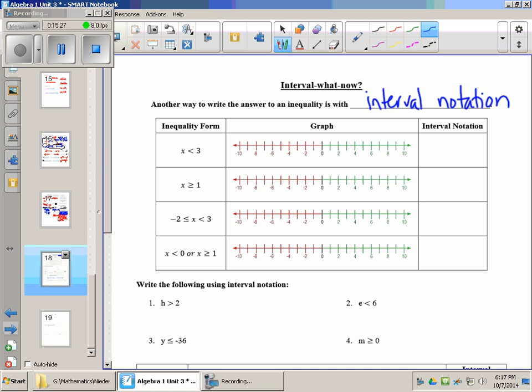Okay? All right, so let's say we have this inequality, x is less than 3. We all know how to graph that, right? And in fact, you know how to graph all of these now.